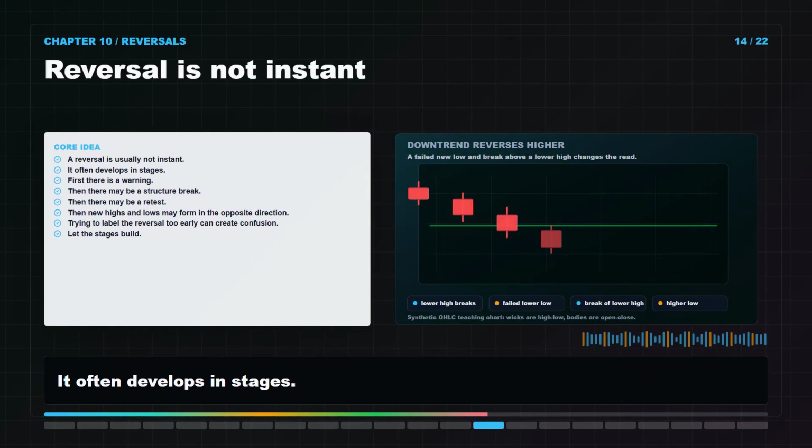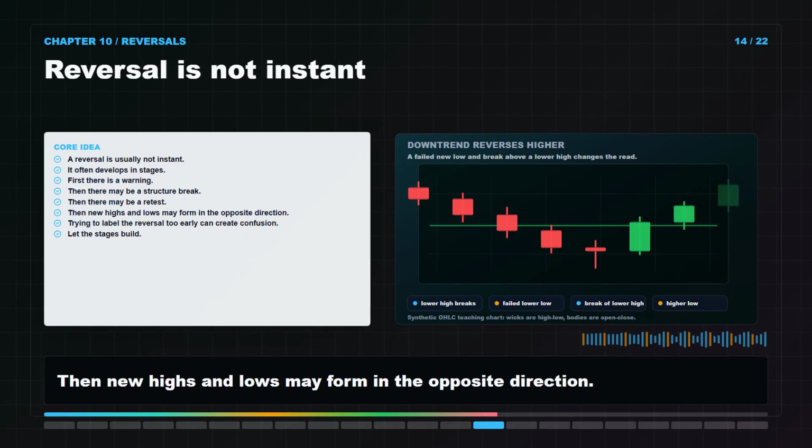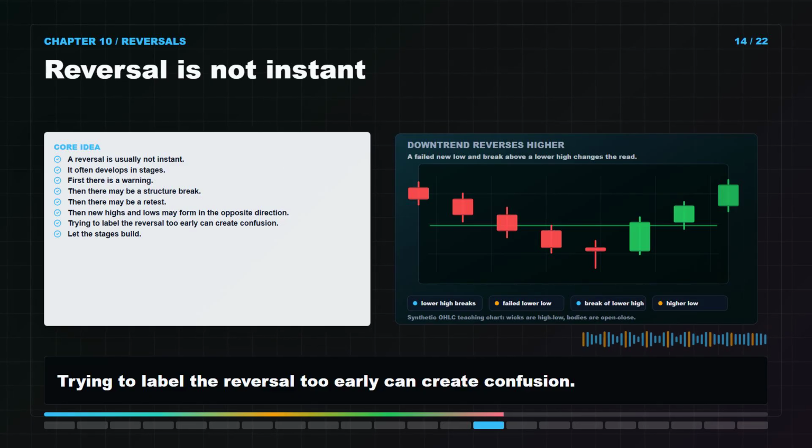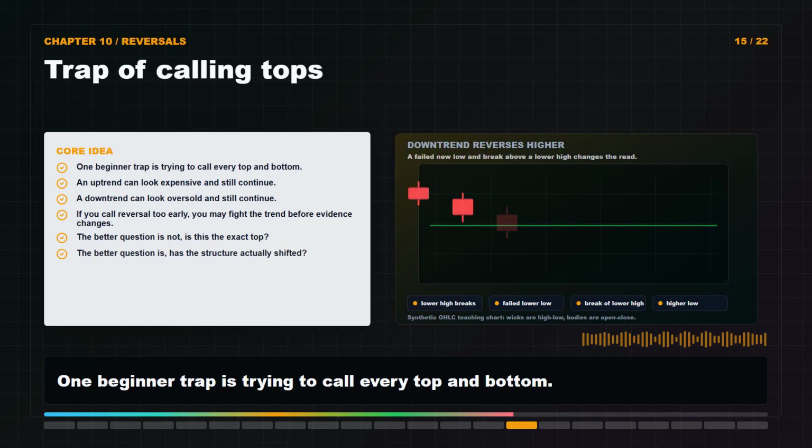It often develops in stages. First, there is a warning. Then there may be a structure break. Then there may be a retest. Then new highs and lows may form in the opposite direction. Trying to label the reversal too early can create confusion. Let the stages build. One beginner trap is trying to call every top and bottom.